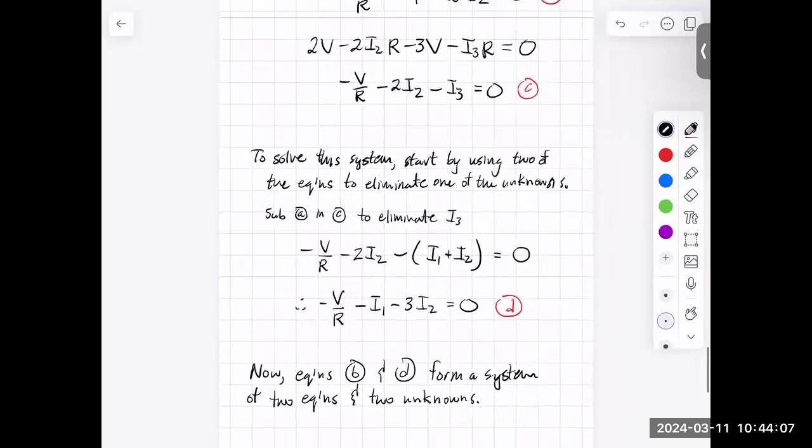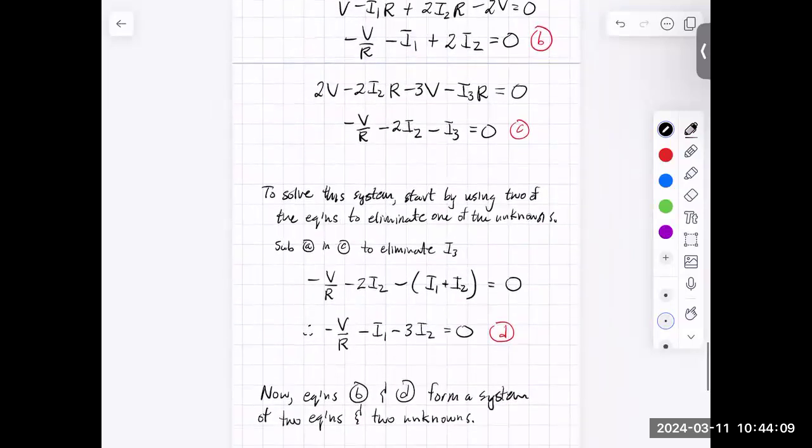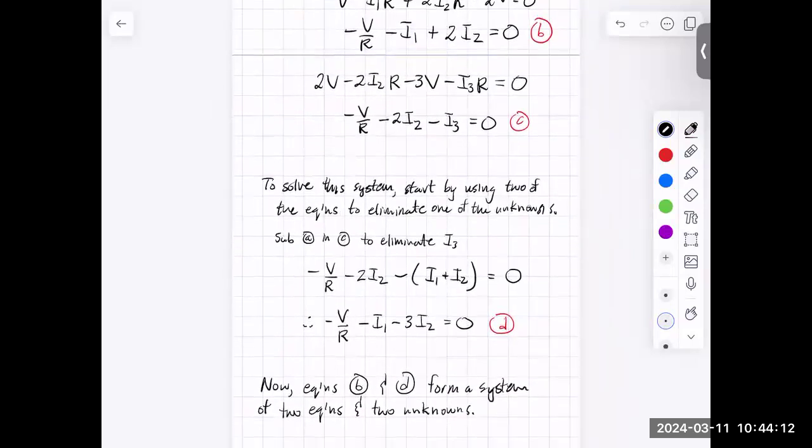So let's see, what's the best thing we could do? I want to eliminate one of the unknowns from that system of 2 equations. The easiest thing to do in this case is to notice that both equations B and D involve minus I1. And so if I subtract one of the equations from the other, I'll have a minus I1, and then I'll have minus I1, and that will cancel.